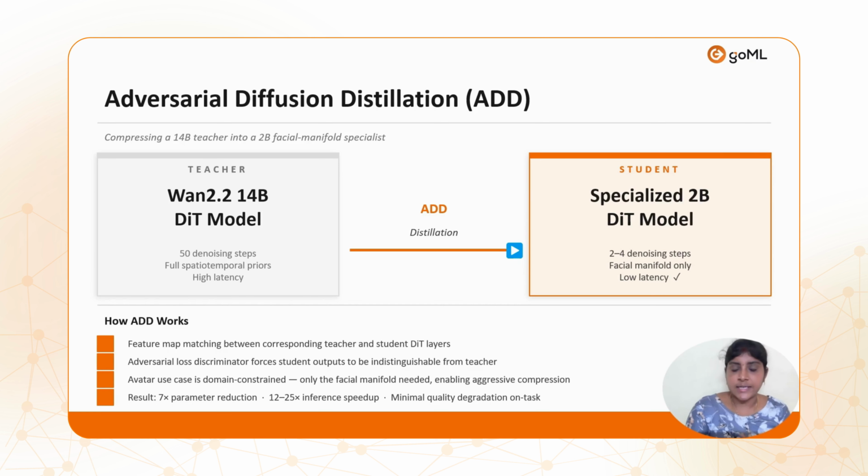The key insight enabling aggressive distillation is the domain specificity. The teacher understands dogs, cars, landscapes, but we don't need any of that. We only need the facial manifold. So constraining distillation to avatar specific training data means we can compress far more than general purpose distillation would allow. And the result we got is a model from 50 denoising steps down to 2 to 4. That's a 12 to 25 times speed up in inference with minimal quality degradation on talking head generation.